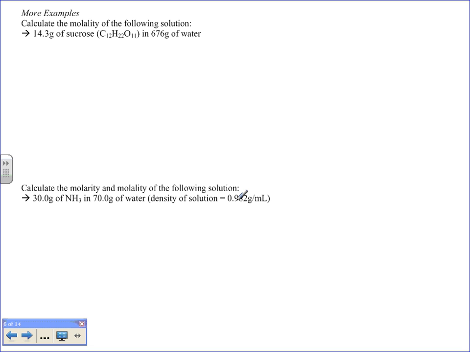Couple more examples here. We want to know the molality of a solution prepared by dissolving 4.3 grams of sucrose in 676 grams of water. You can imagine preparing this solution. It would be different. You're not using a volumetric flask here. You're using a scale to measure 676 grams of water and 4.3 grams of sucrose. If you want the molality, you are looking for the moles per kilogram of solvent.